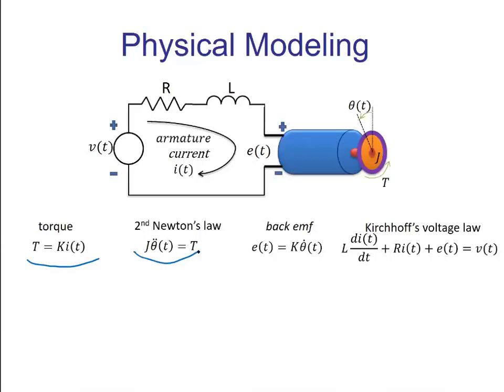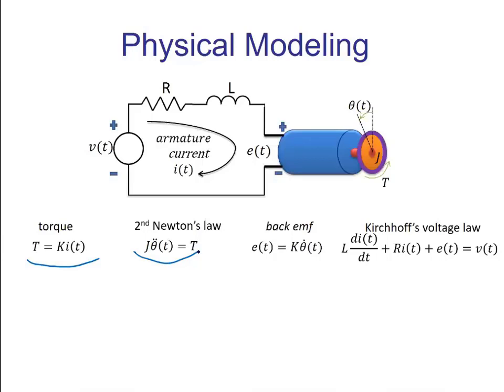Basically, this is angular acceleration. Theta is the angle of the disk, starting from some initial angle zero. So the second derivative of theta is angular acceleration. And then you have J, which is constant, multiplied by that angular acceleration, equals torque. This is like F equals MA.